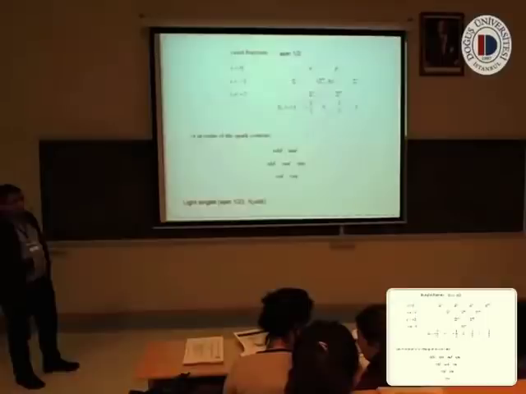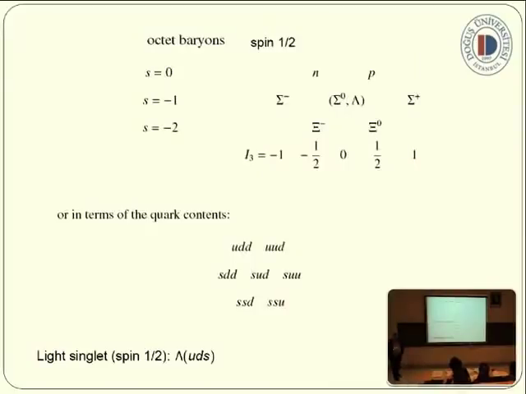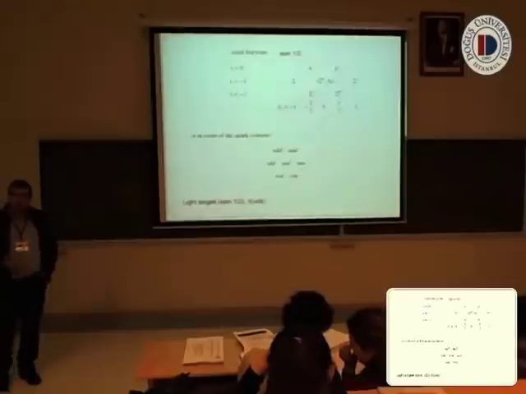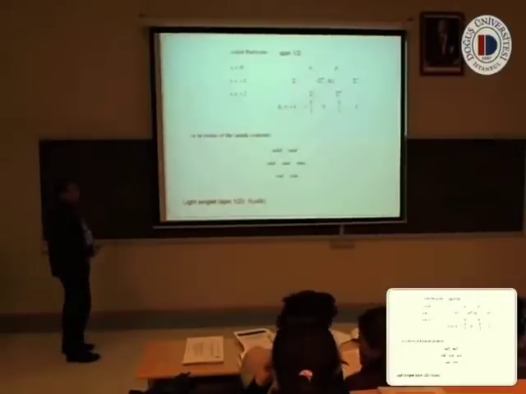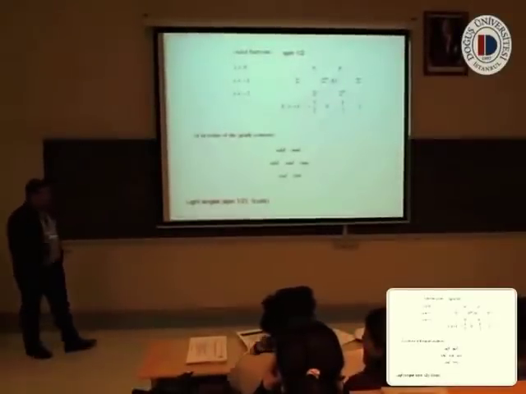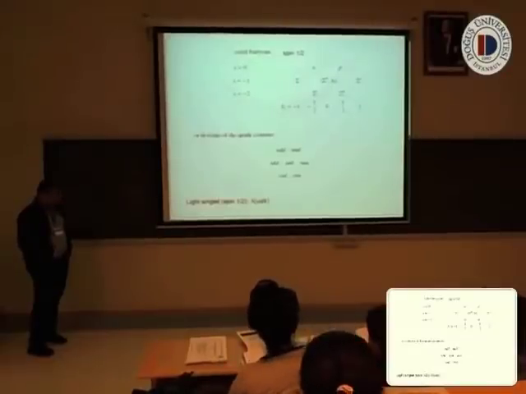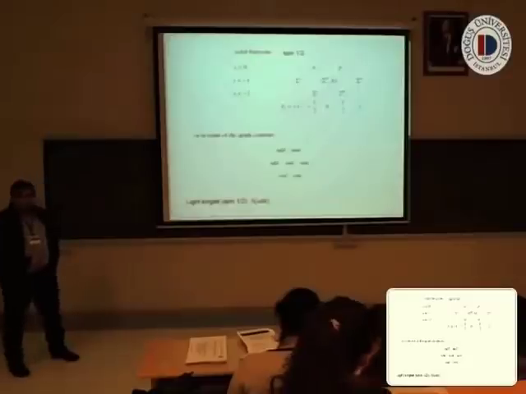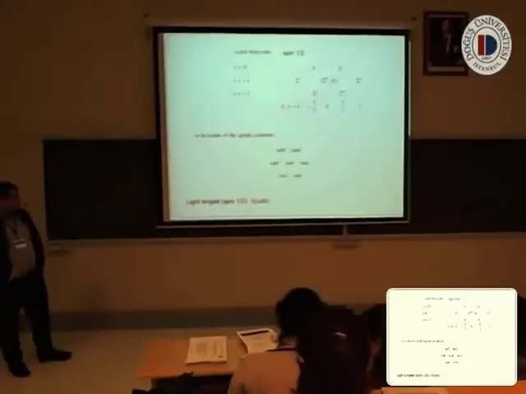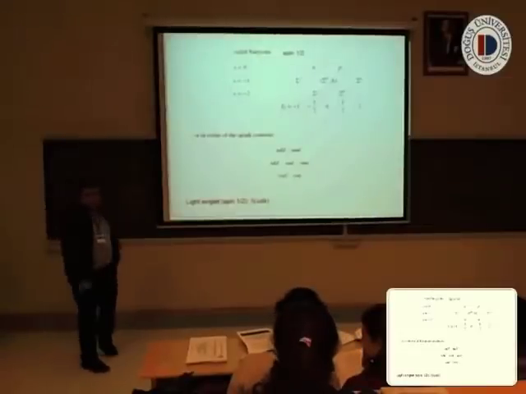And octet baryons are these baryons. Here you see neutron and proton. These have spin 1/2, and this is the strangeness, and this line is the third component of the isospin. Here we have again sigma baryon, but without star. Without star means that the spin is 1/2. And xi baryons without stars. Here you see their quark content. And finally, we have a singlet, as I said, this is lambda. But this lambda is different from this lambda. Their quark contents are the same, but its mass is different.